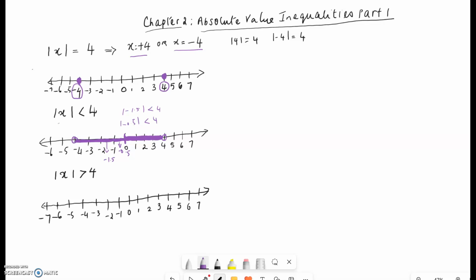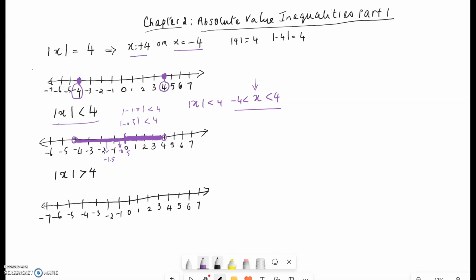So basically, all real numbers from negative 4 to positive 4 will satisfy this inequality, absolute value of x is less than 4. So if absolute value of x is less than 4, then we can say that x lies between negative 4 and 4. So the interval negative 4 to 4 is described as any number x that lies between negative 4 and 4, but not including 4. So if absolute value of x is less than 4, then x lies between negative 4 and 4.